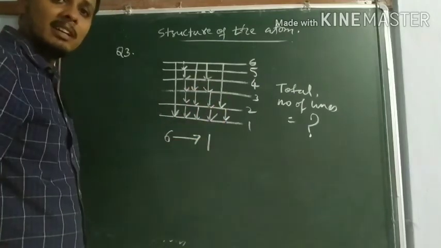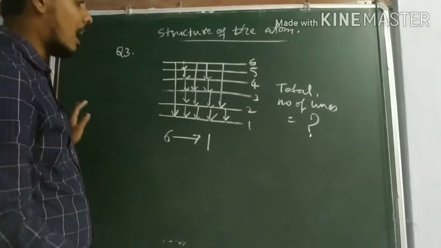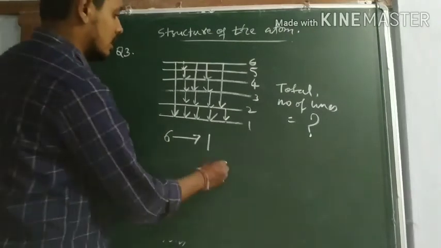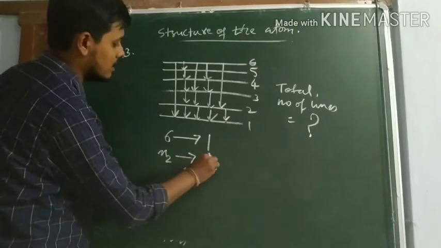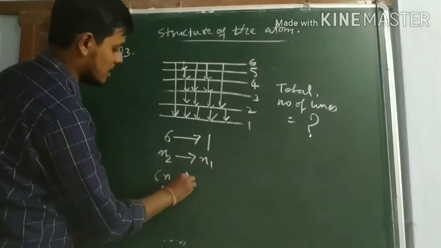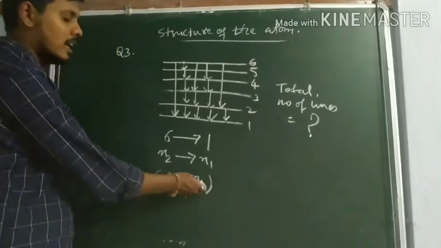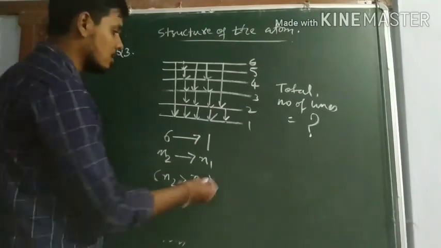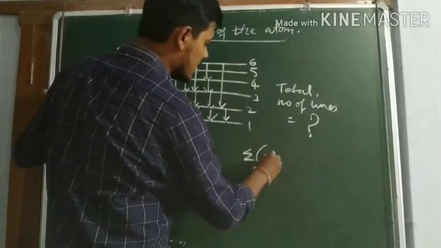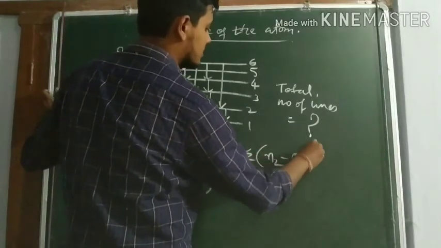Now how to find the number of lines? If an electron moves from n2 to n1, where n2 is greater than n1, then the number of lines that is generated is sigma of n2 minus n1. This is the number of lines. In this way we find the number of lines.